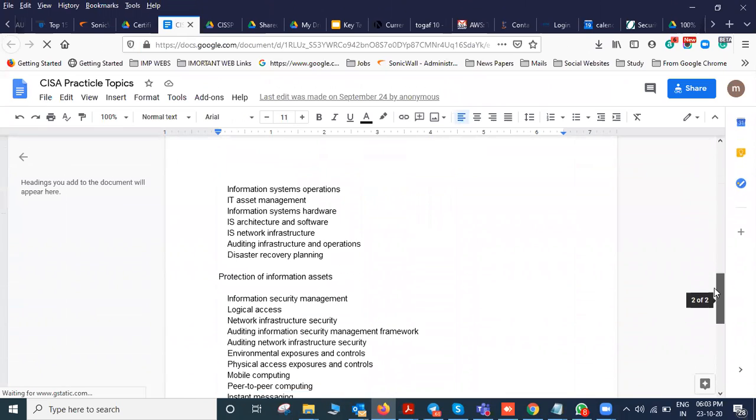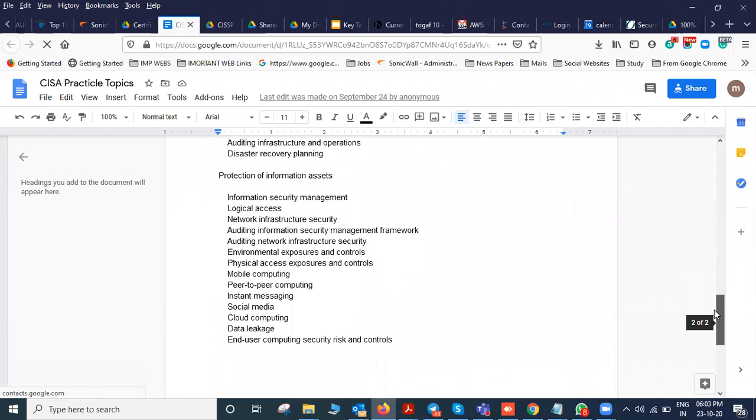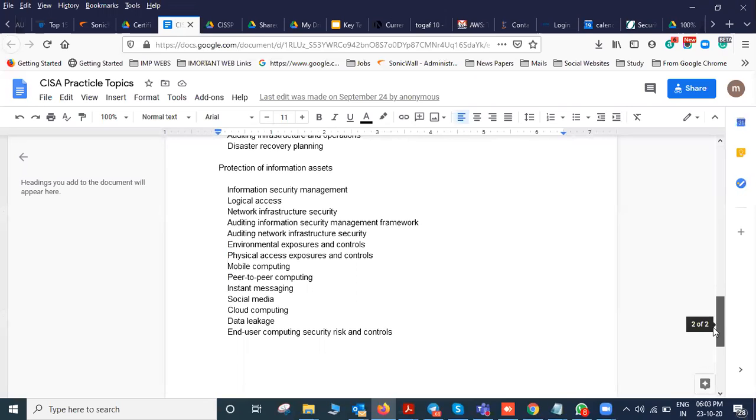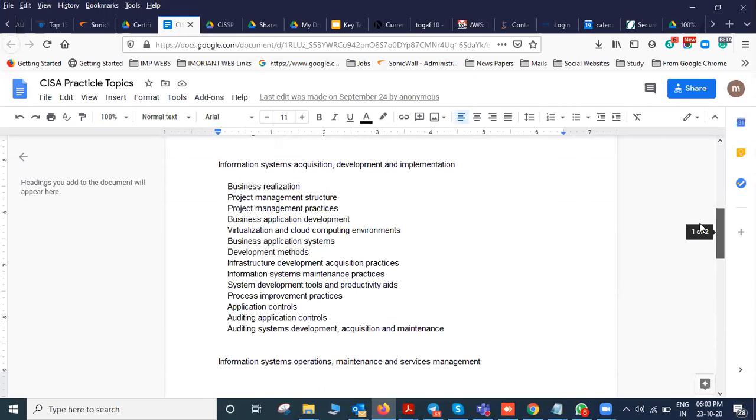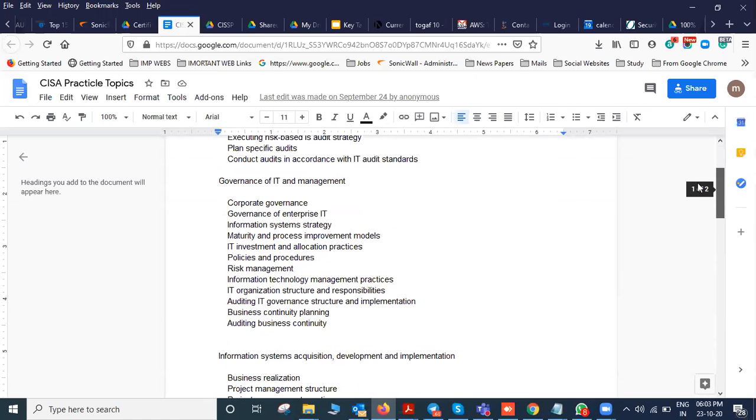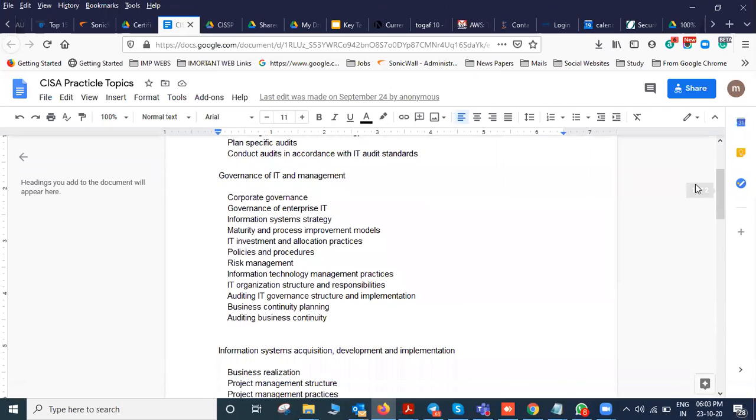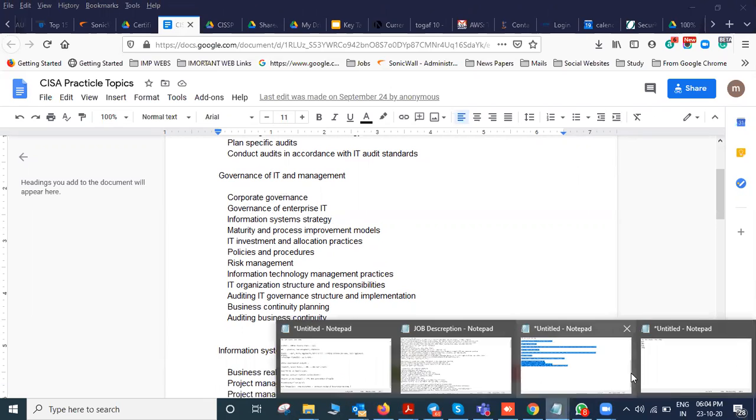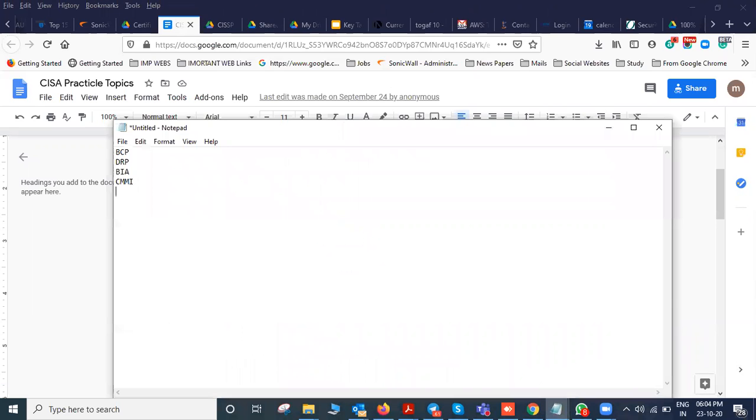Understand? What I'm trying to tell you is you need to know what business impact analysis is. You need to understand what incident management is, what the disaster recovery plan is, and what the business continuity plan is all about. These are the things you need to understand. So this is the governance of IT and management, corporate governance, governance of enterprise IT, information systems maturity and process improvement models like Six Sigma and CMMI. So I have written down the practical things that you're going to perform.